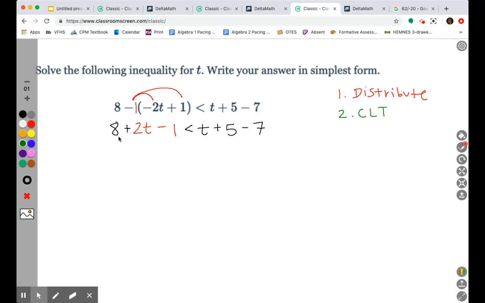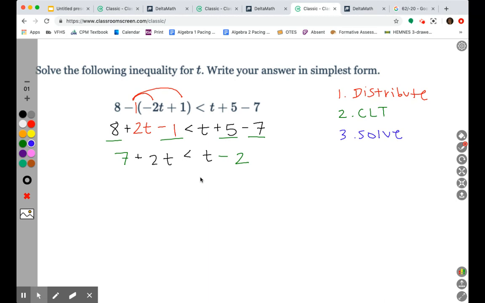Step number 2, you want to combine your like terms. So I have 8 and negative 1. That gives me 7. Bring down the plus 2t. And on the right side, combining your like terms, you have 5 and negative 7, which gives you negative 2. And your last step is to solve.